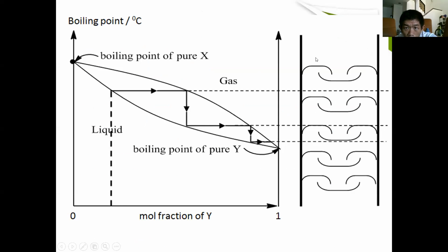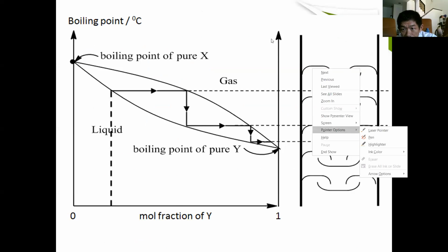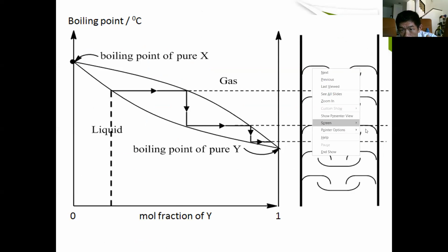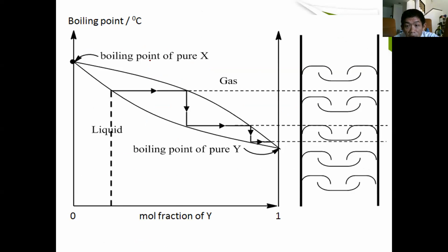This column has been reversed. In another word, this is from top to the bottom. This is the place with a higher temperature, and this is the place at a lower temperature.